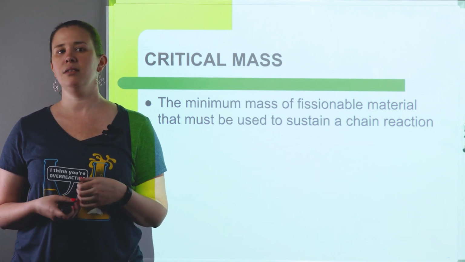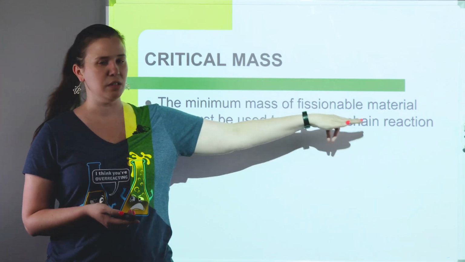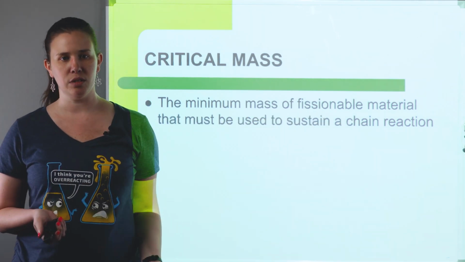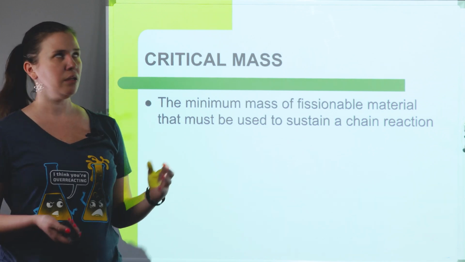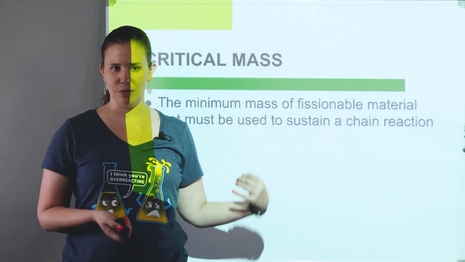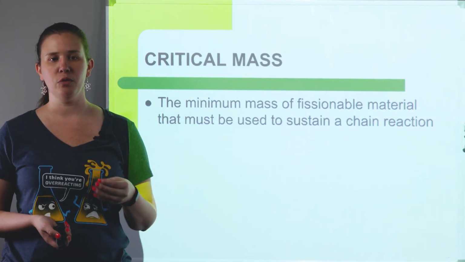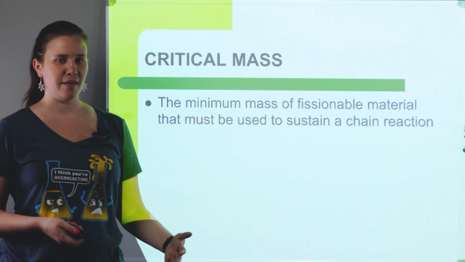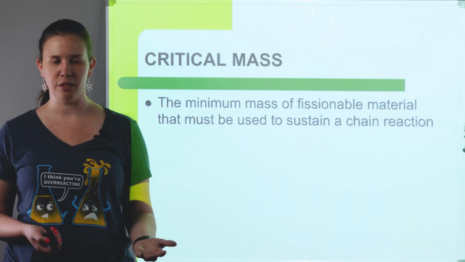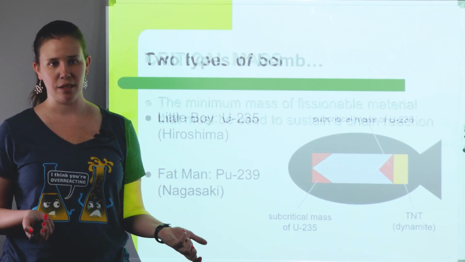Critical mass is basically the minimum amount of fissionable material, meaning something that can be induced to decay, in order to sustain a chain reaction, the one that we were just looking at. If I have not enough mass, then I'm going to prevent that chain reaction. Maybe the particles are too far apart. You're not going to get that chain reaction to continue at that exponential pace, and you're not going to be able to have this crazy out of control reaction.